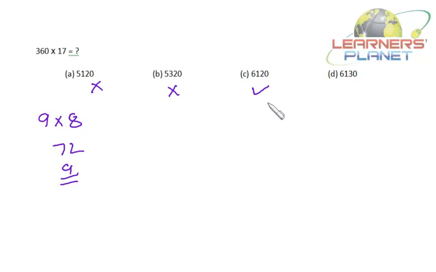Maybe there are two nines, then we have to go for one more step. So in this case 6, 7, 8, 9, 10. So still it is not the right choice. So we are left with 6120. None of the options is having 9 as the digital root except 6120. So the correct answer to the problem is 6120.